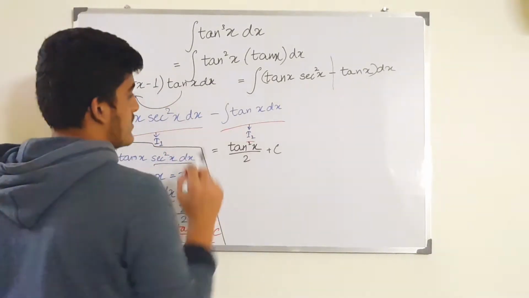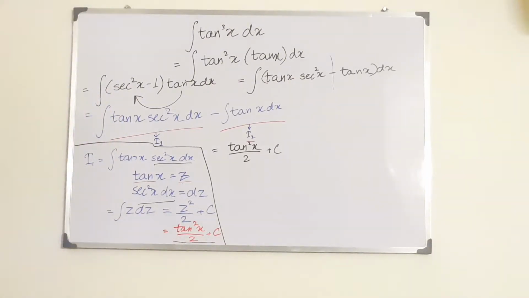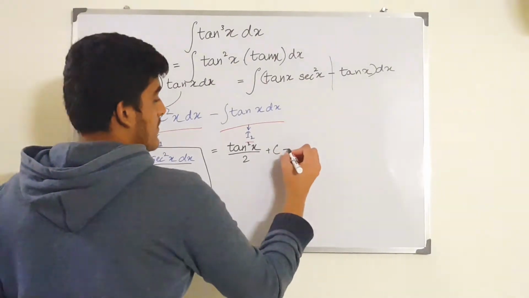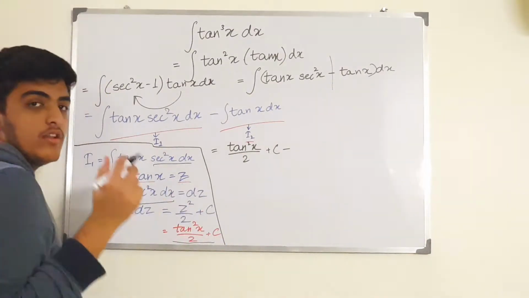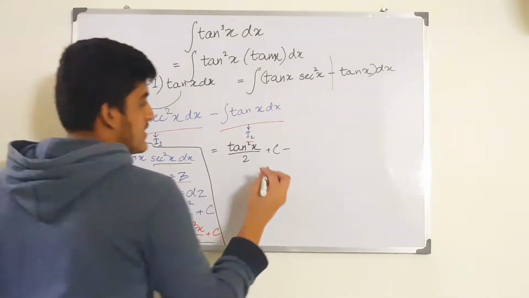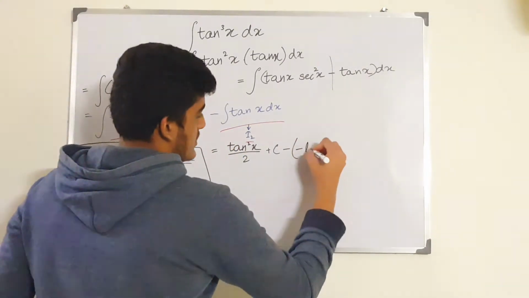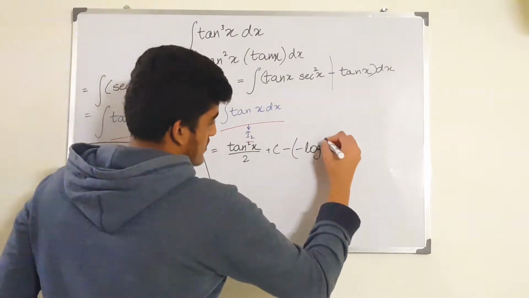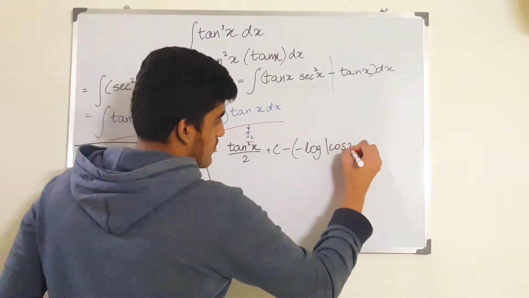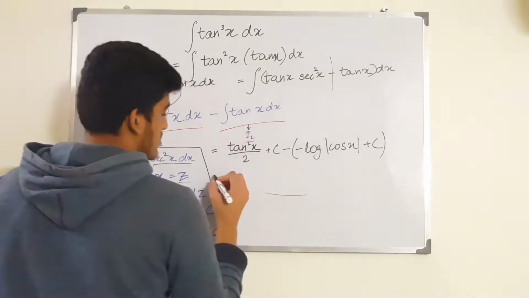And the integration of tan x is either log of sec x or the negative log of cos x. Since we have a negative sign here, we can just negate that with the predefined integral. Voila, the sum is done.